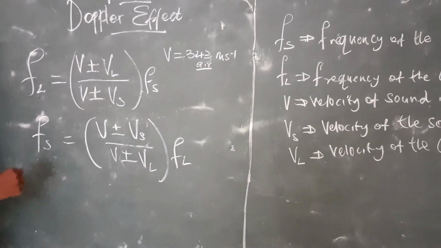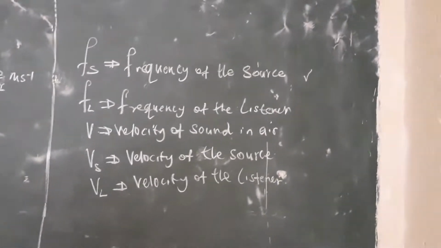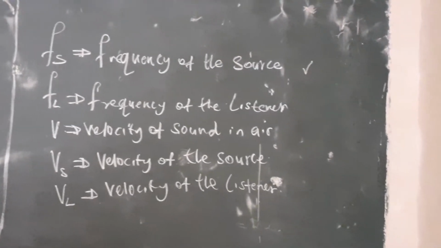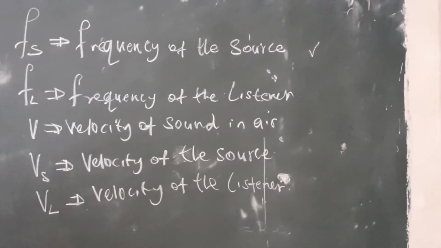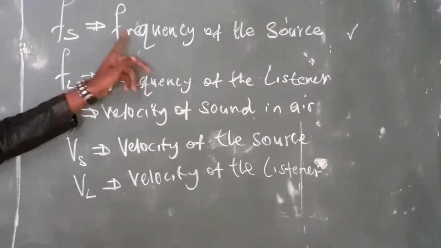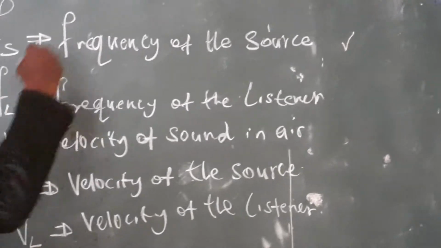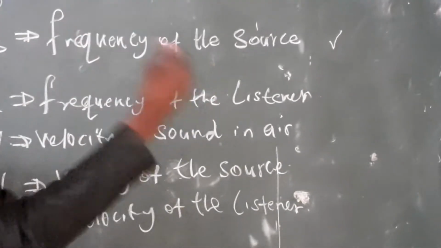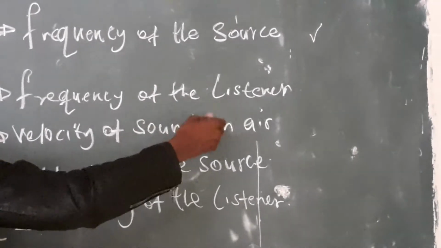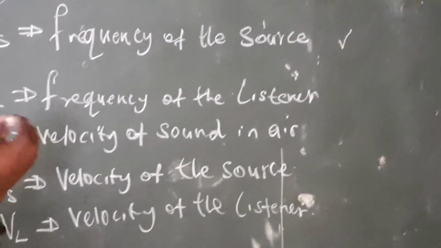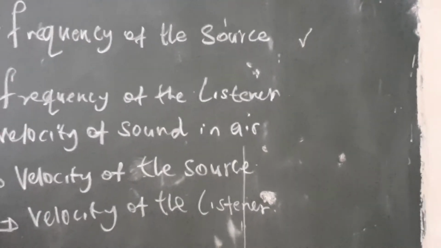Now, looking at this, this is the frequency of the listener, and this is the frequency of the source. Let's look at the names of the respective variables. The frequency of the source is represented by Fs. The source we can talk about as the ambulance, police vehicles, traffic cars, or even a truck emitting a bell and hooter, and all those.